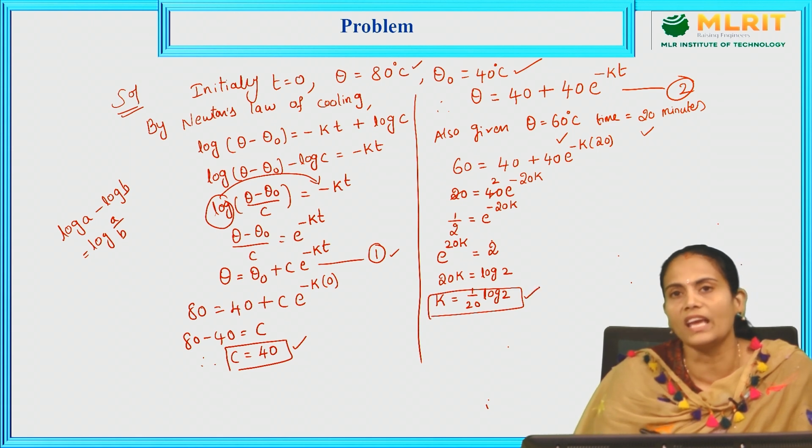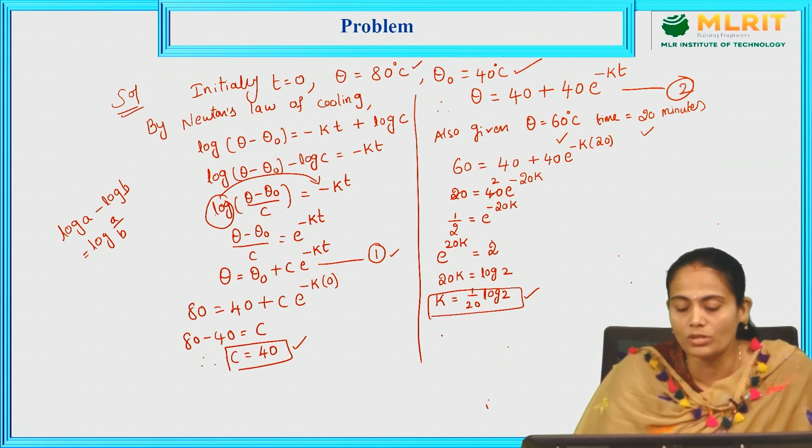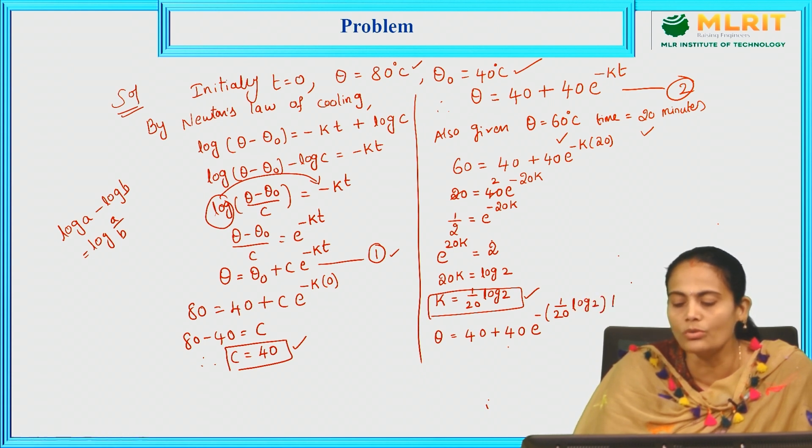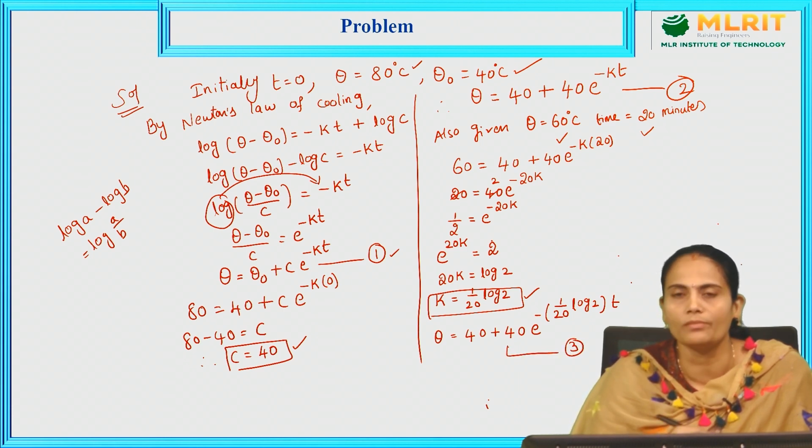Again here, the k value you have to substitute in the second equation. So therefore theta is equal to 40 plus 40 into e power minus 1 by 20 into log 2 into t. So you have to take this equation as equation 3.